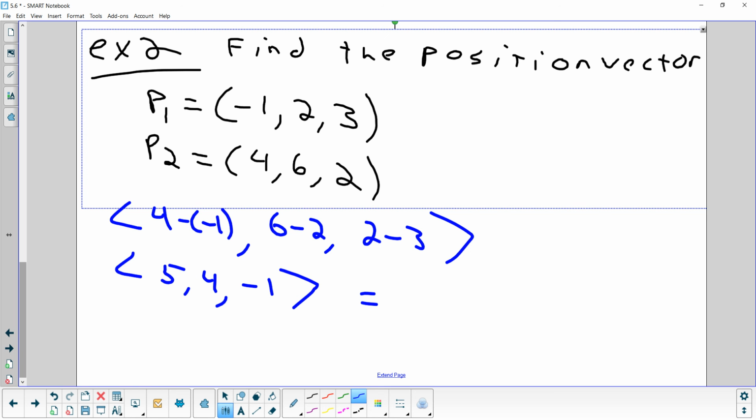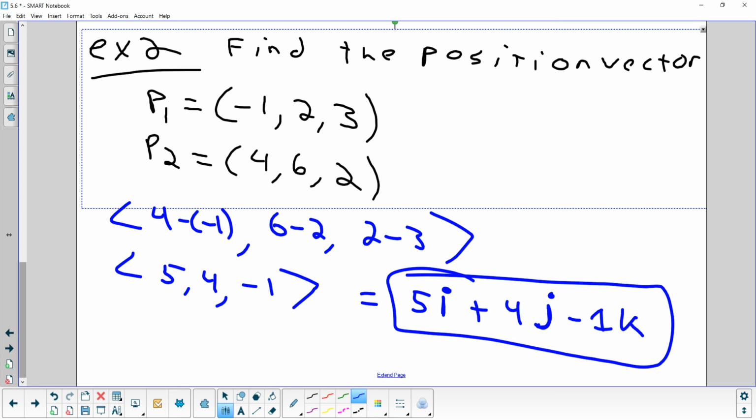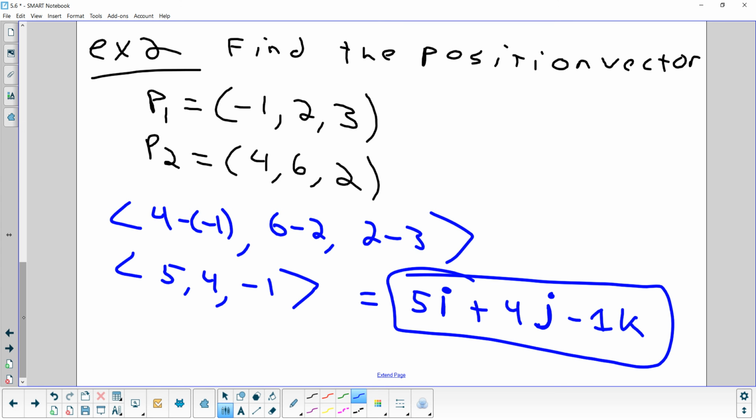Or, can somebody tell me if I wrote that with the ijk, how would that look? Jade? 5 plus 4j minus 1k. And again, if you just did minus k, that's fine. If you do minus 1k, that's also fine. So any questions on how to find a position vector in 3D?